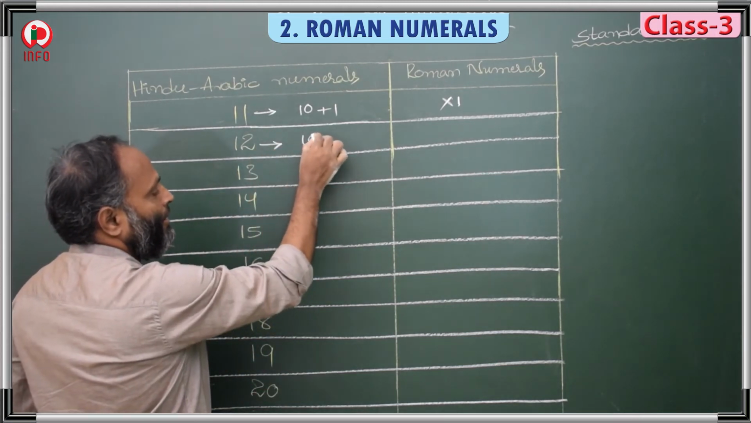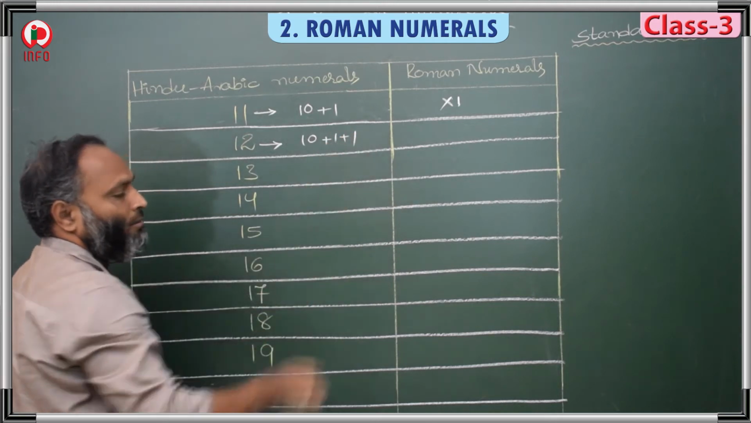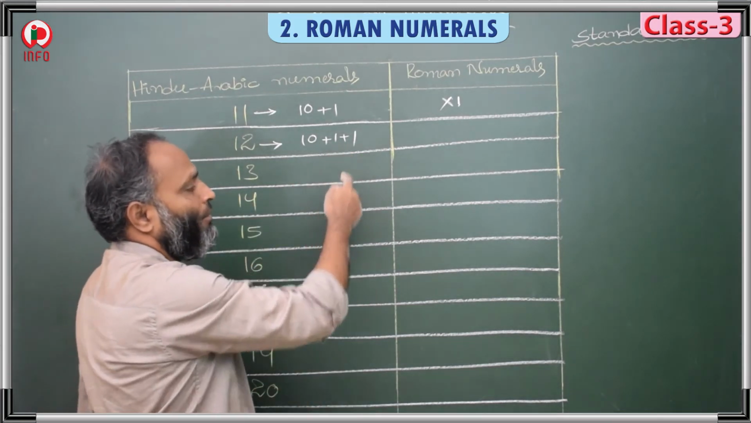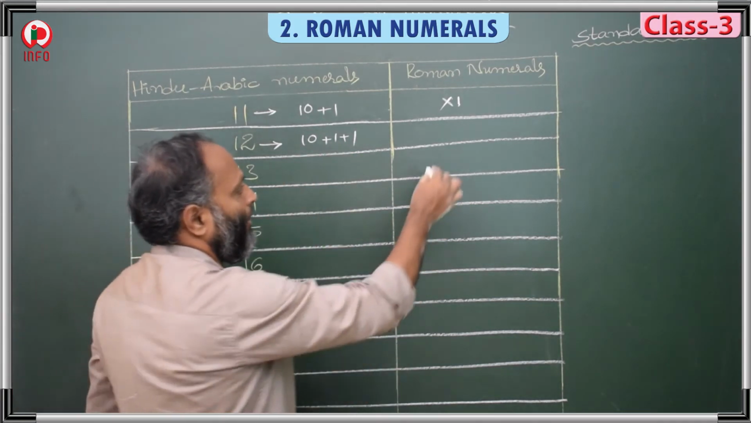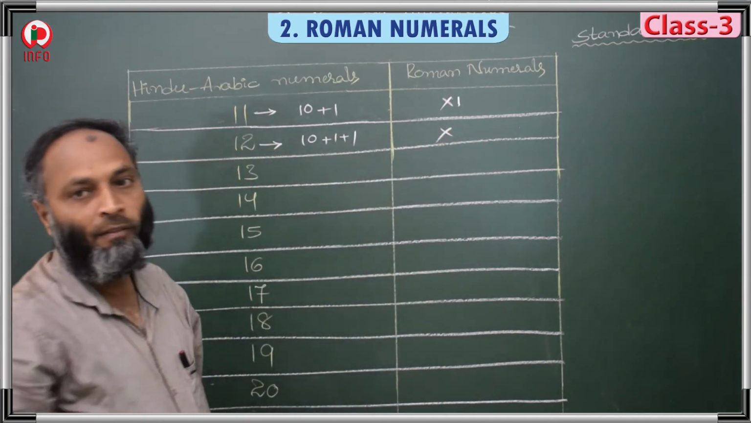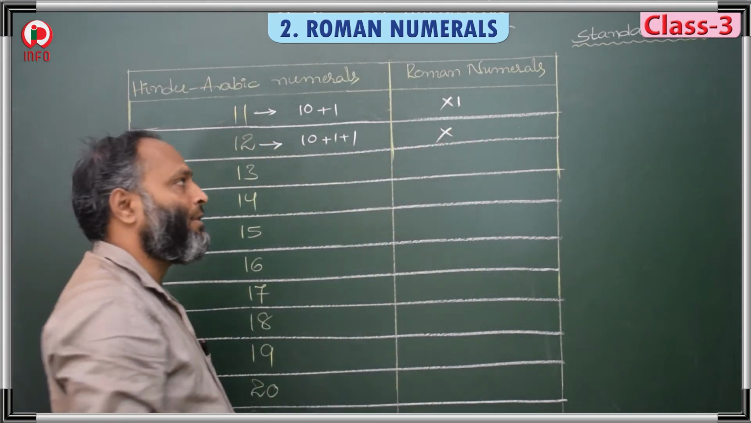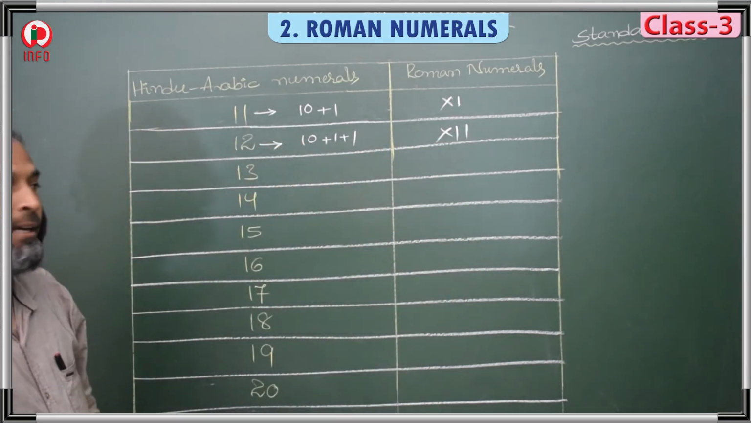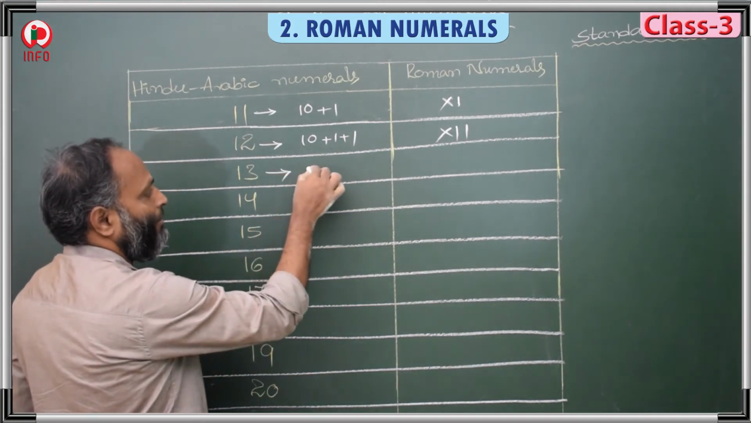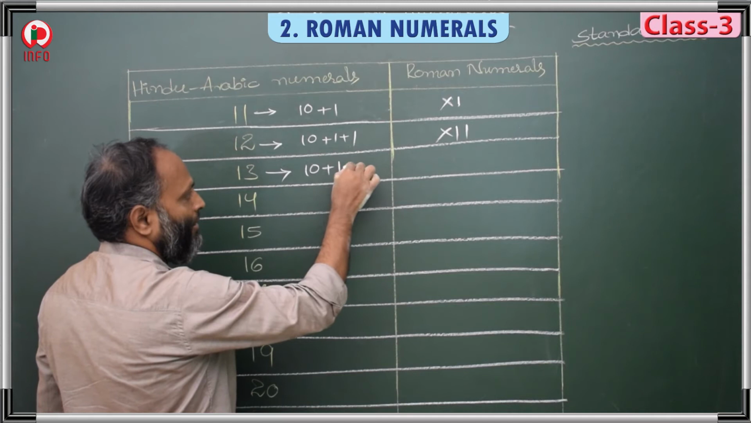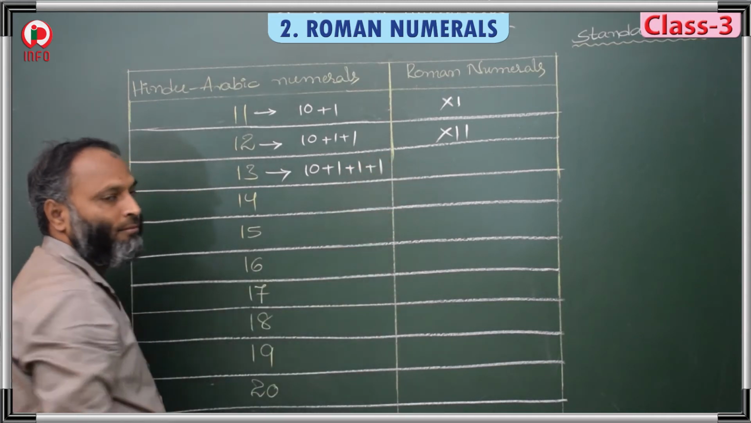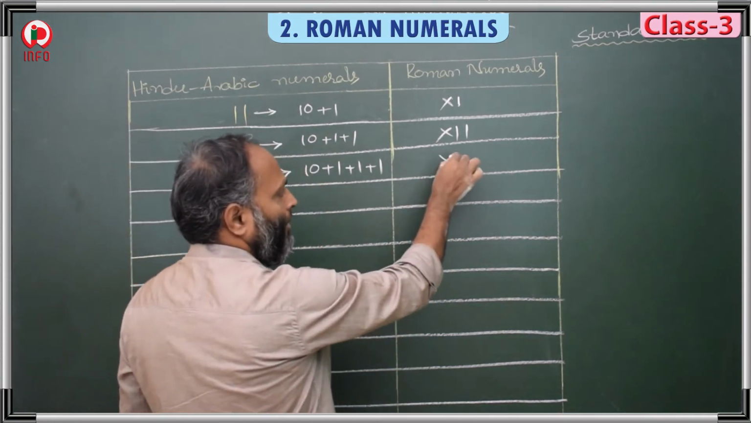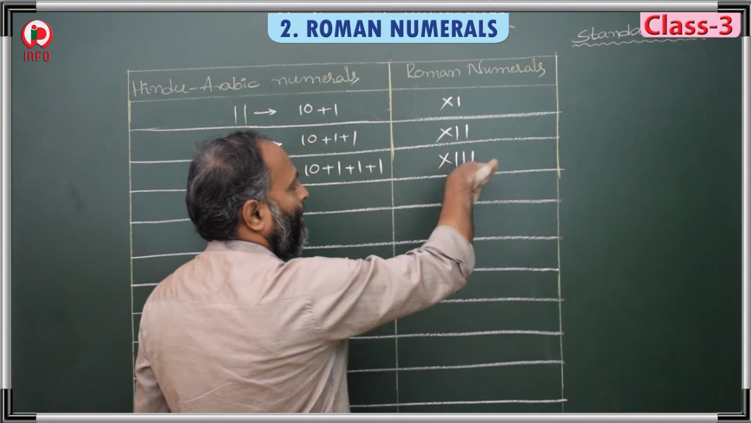12 means 10 plus 1 plus 1. Here it is addition and repeated addition, so the same Roman numeral we have to take. First we take the bigger Roman numeral. Why? Because here addition is there. When addition is there, the bigger Roman numeral comes first, and then the repeated Roman numerals I and I. Then 13. 13 means 10 plus 1 plus 1 plus 1. So all are in addition. First the bigger Roman numeral and 3 repeated Roman numerals I.